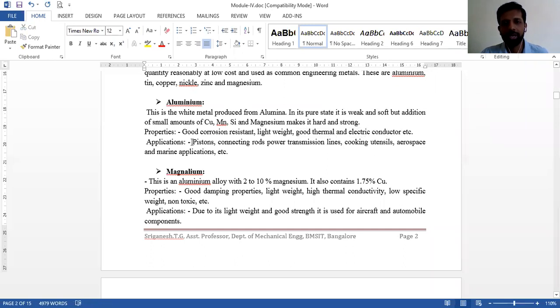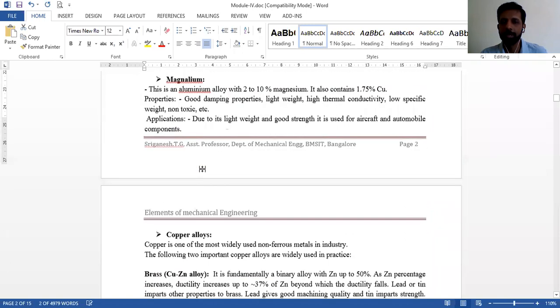Nowadays, for applications, pistons are actually made of aluminium alloys, not pure aluminium. Connecting rods are also made of aluminium alloys. We'll see what an alloy is later on. Transmission lines, cooking utensils, and some particular parts used in marine applications are also majorly made of aluminium.